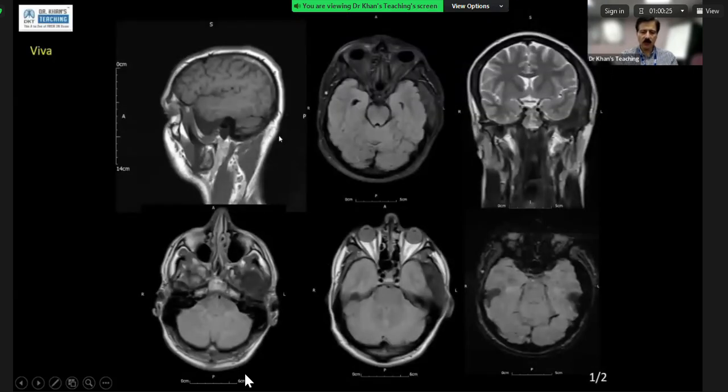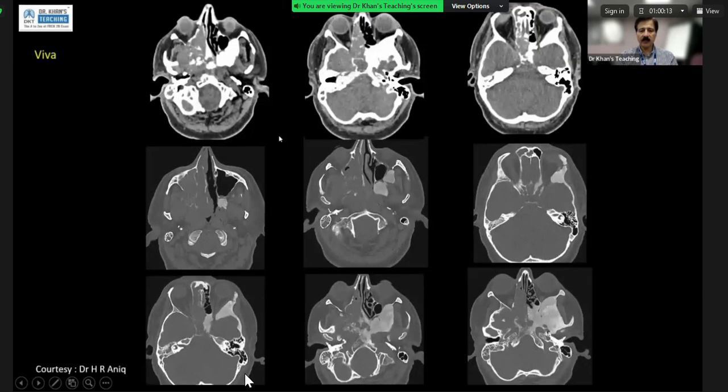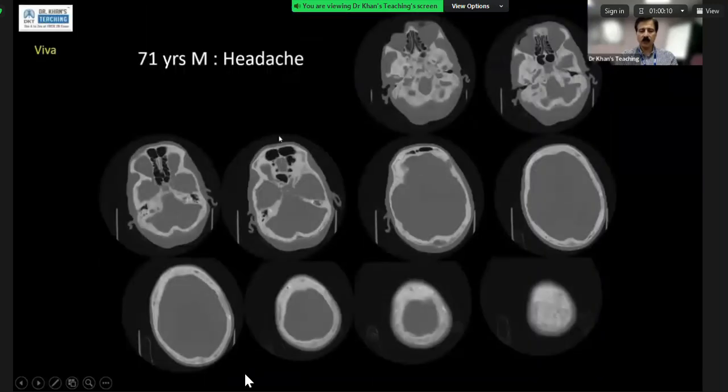Now coming back to our case, it was not characterizable on MR. You did the right thing. You asked for a CT, and this is a case of fibrous dysplasia. And on the other hand, look at this case. This is a case of Paget's disease. This is a 71-year-old, and you can see that cotton wool type of appearance. The whole of the calvarium is involved.